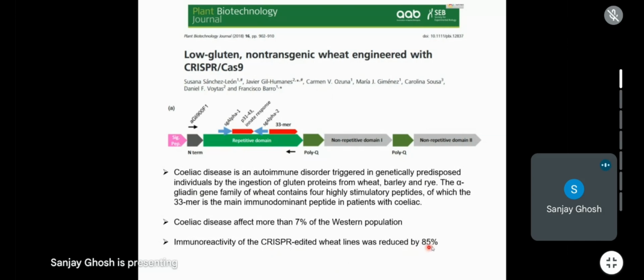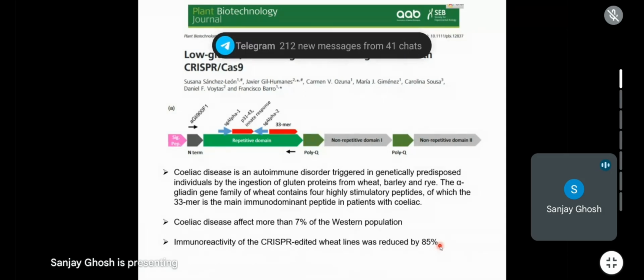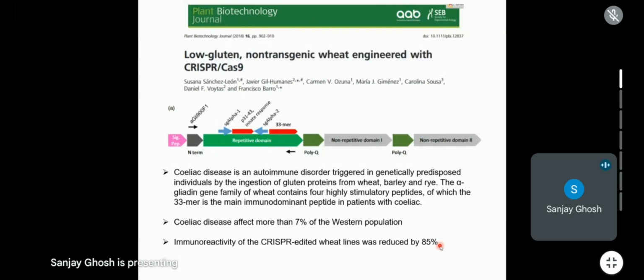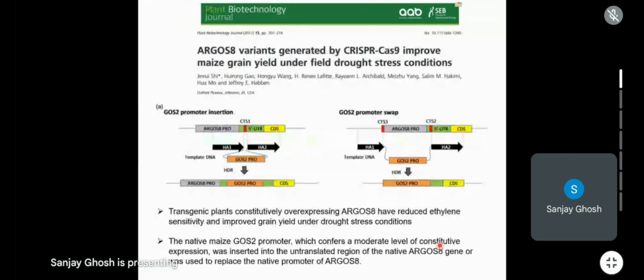The CRISPR edited it so that the immunoreactivity of this wheat is now reduced by 85%, so that the bread or any other product that is now made using this transgenic wheat or edited wheat will be much safer. Otherwise, those patients have to take other cereals which do not have gluten.